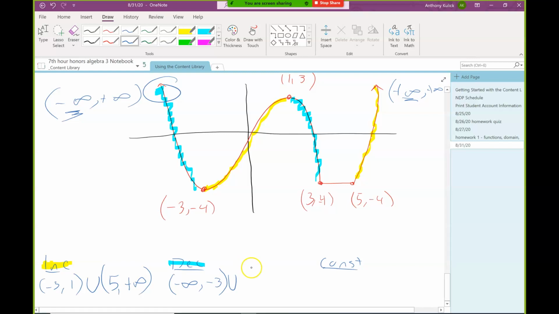Okay, the next section for decreasing goes from 1 to 3, right? Everybody agree with that? And then how many constant sections do we see? 1. And that just goes from 3 to 5.